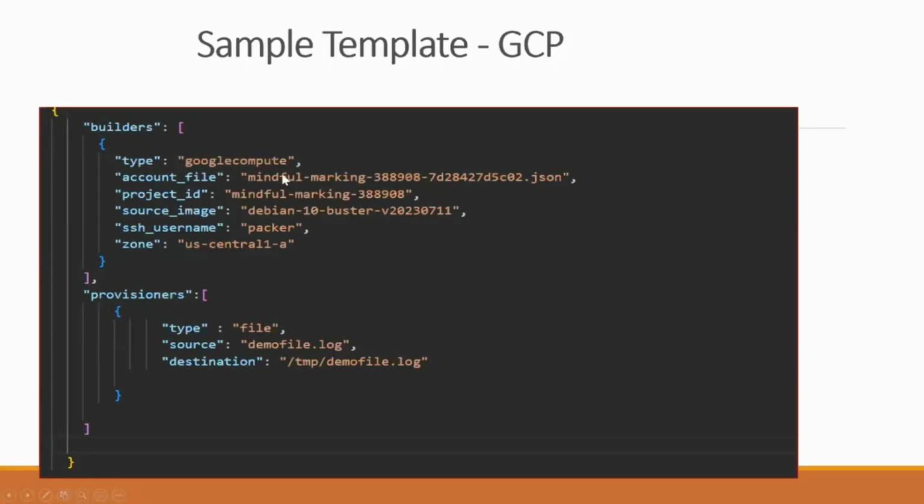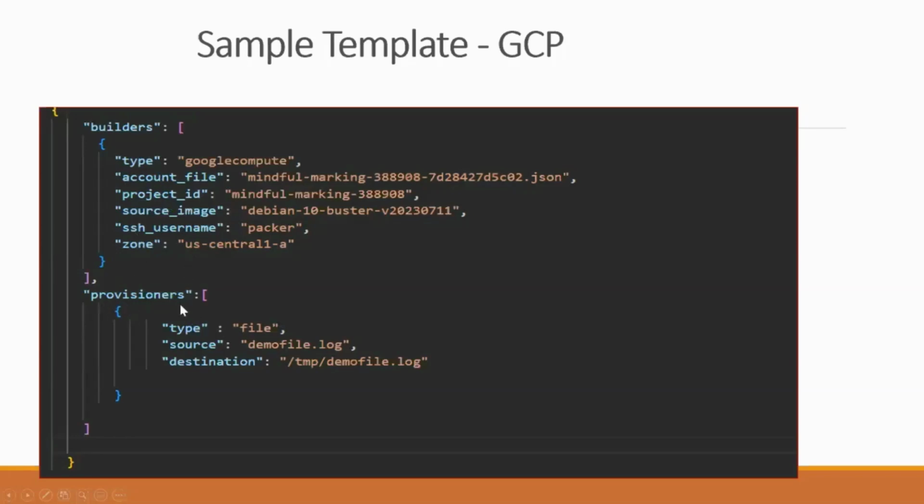If this is AWS, the type has to be different. The account file is the file that we use to authenticate, which is basically a service account. And then the project ID and the source image, which is the baseline image. You can take any baseline image and customize it on top of that. These are the arguments. Builders is an array of JSONs, key and value pairs, where you can put multiple arguments.